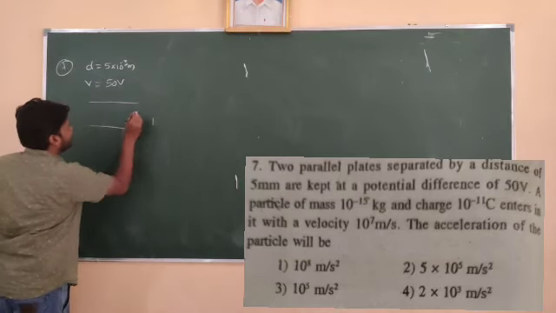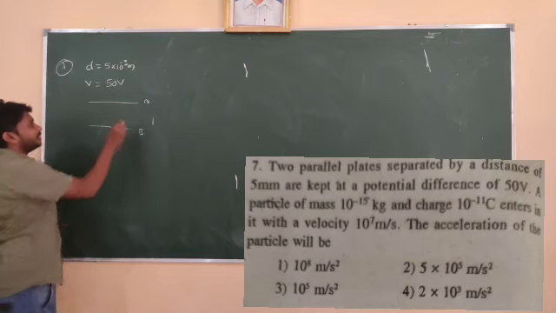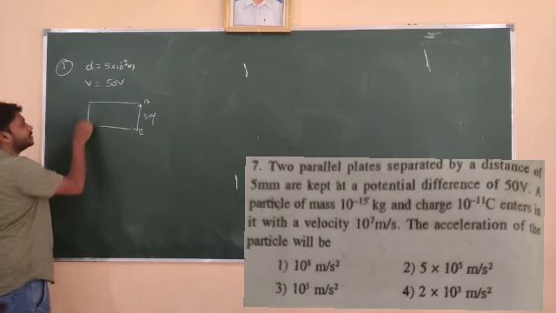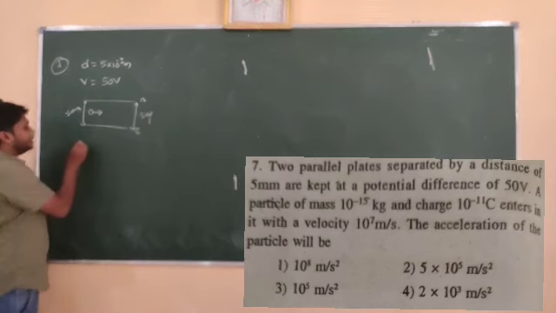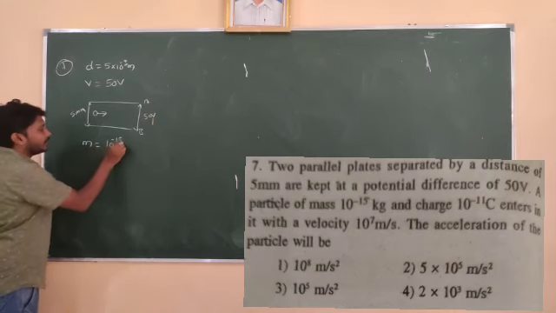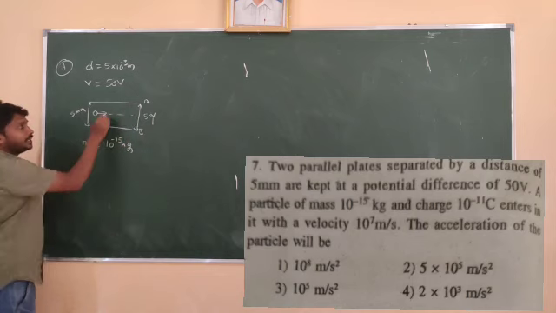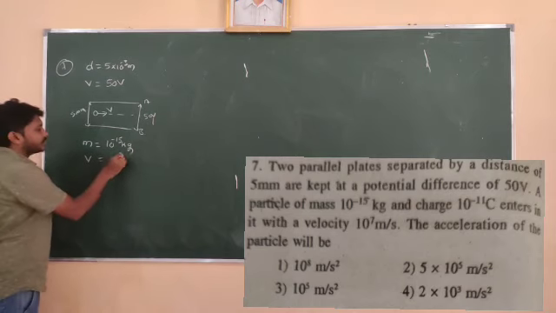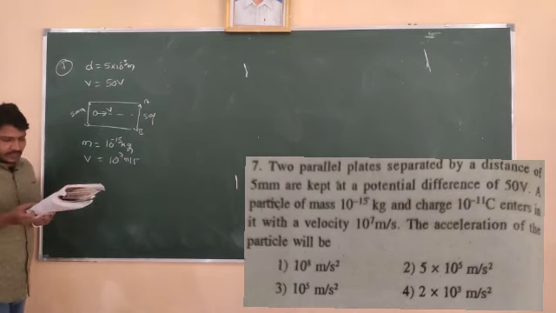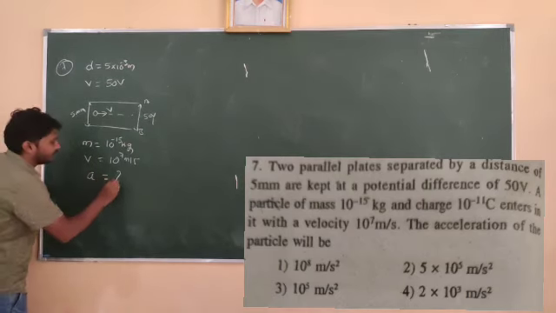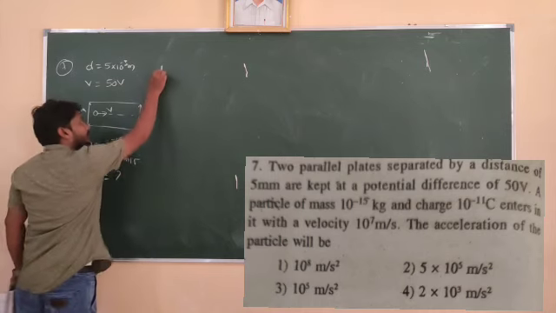So look here. This one is plate A and this one is plate B. Between these two plates they applied a potential difference of 50 volt, and the distance between the two plates is 5 millimeter, and one charged particle is there. The mass of the charged particle is 10 to the power of minus 15 kg, and it is moving with a velocity of 10 to the power of 7 meter per second. They asked us to calculate the acceleration of the charged particle.